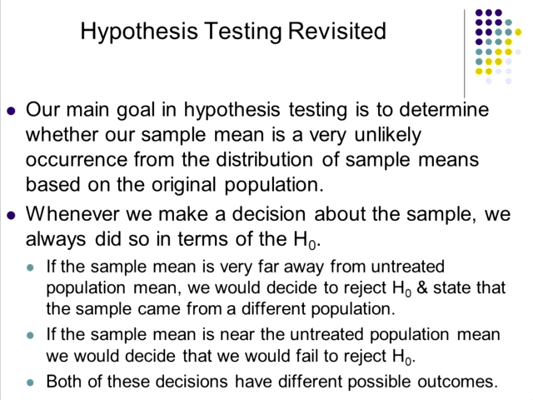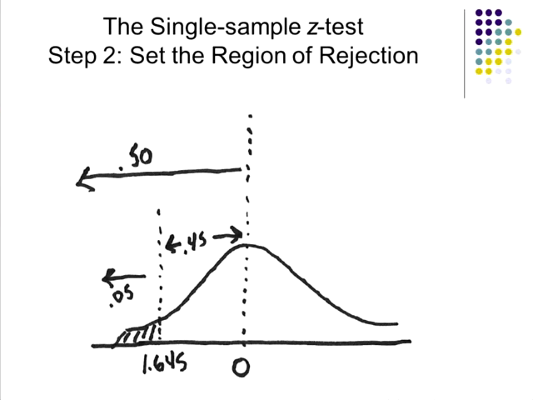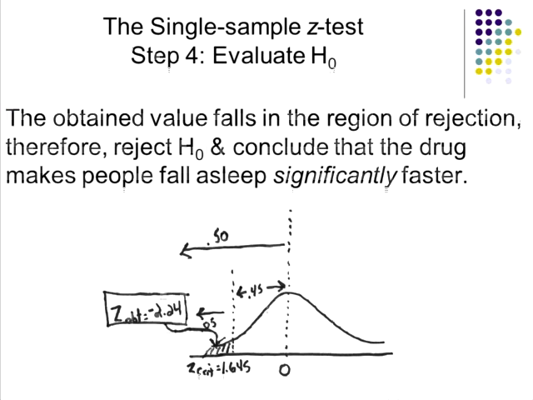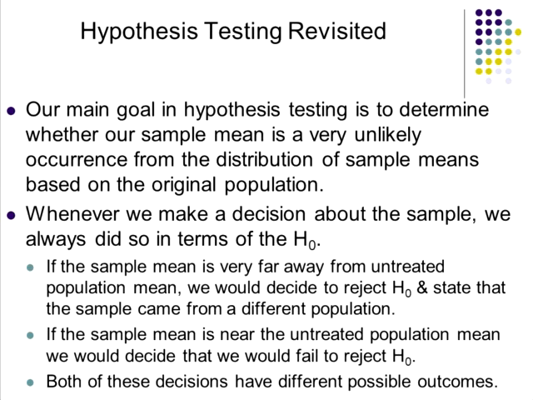If a sample mean is very far away from the untreated population mean, we reject the null and say it came from a different population. Take a look at our sample. It's at a z of negative 2.24, and so we said our sample is very far away. Because of that, we've decided that this sample I've drawn belongs to a separate distribution. We made that decision. We rejected the null.